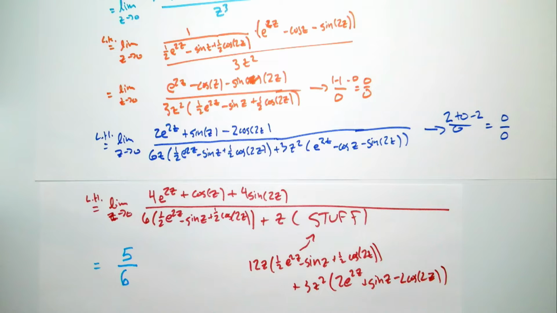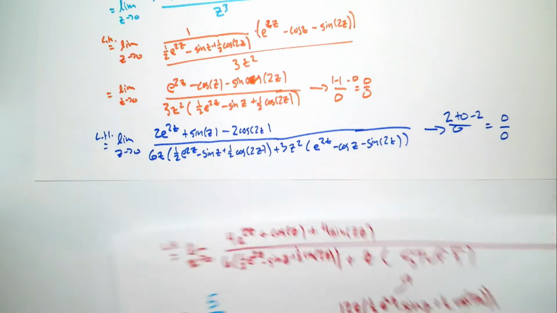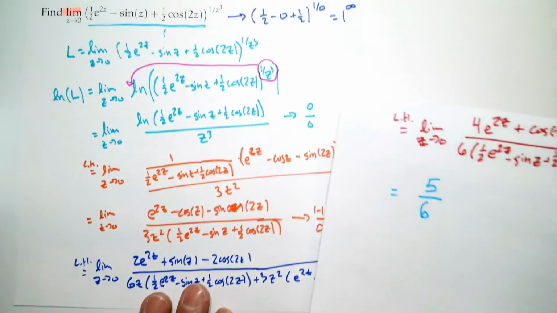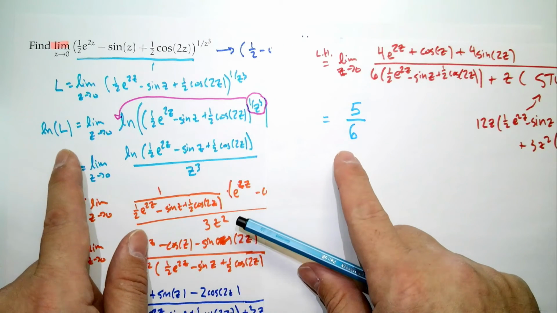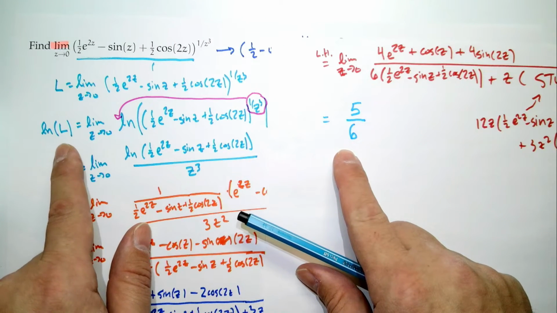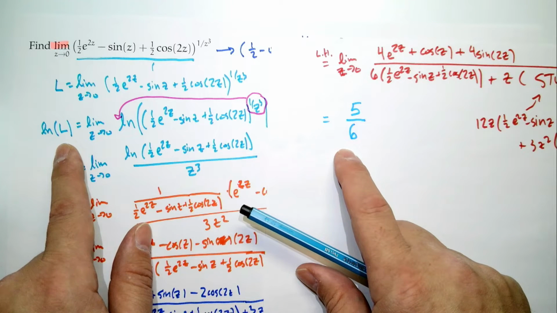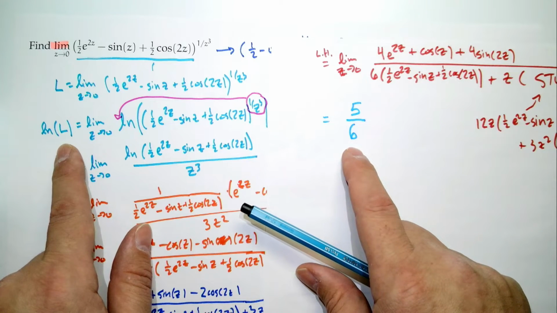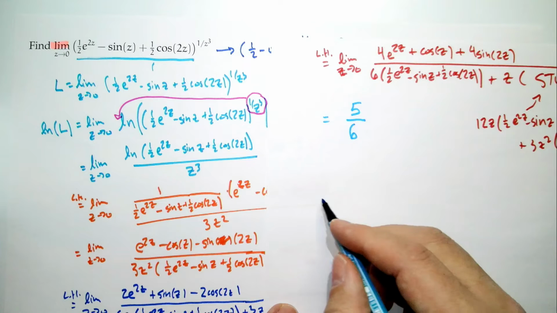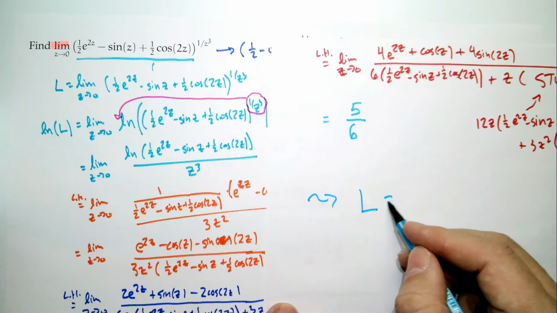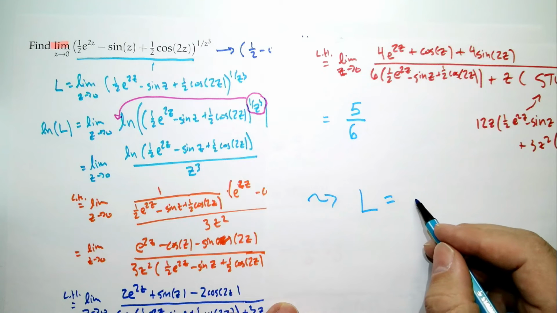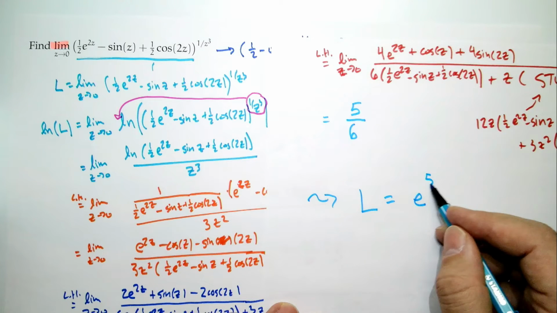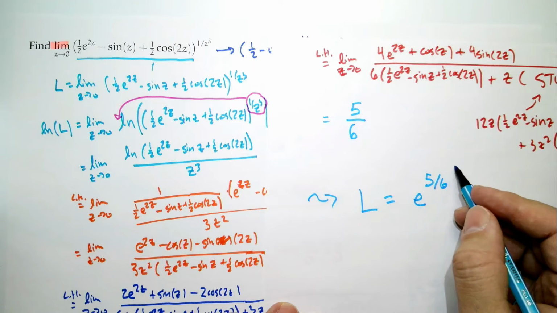So, is 5/6 our answer? No. No. Good. You've learned the way. Never trust him when he asks the question. Why? Because remember, the log of our answer is what we were finding. So the log of our answer is 5/6. So what's our answer? We've got to get rid of the natural log. So what gets rid of the natural log is e. So e to the 5/6.